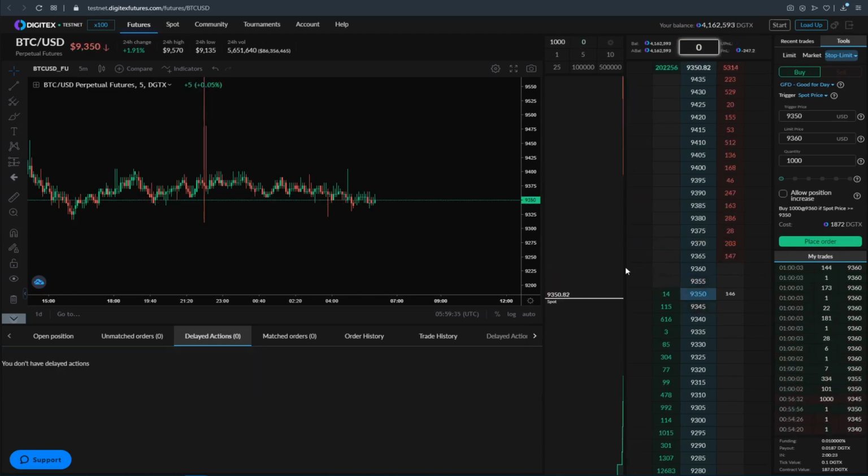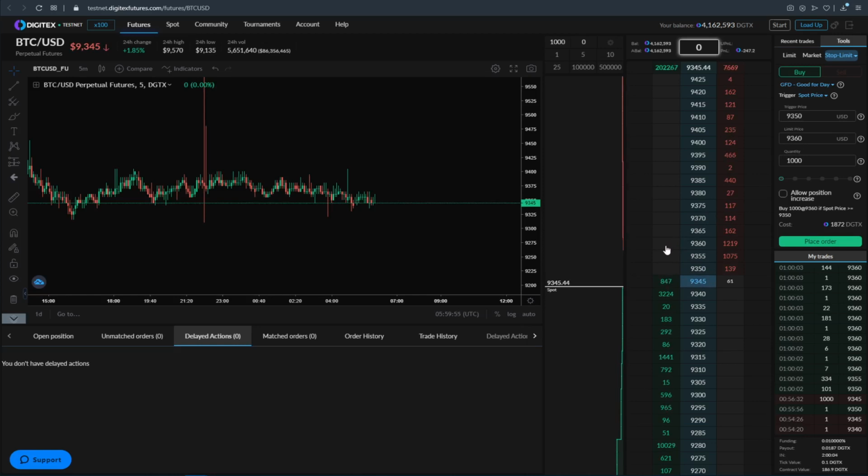Okay, there we go. If you saw that, it happened very quick. If you rewind this and slow it down a little bit, what you'll see is that as soon as this spot price broke 93.50, which was our trigger price, there were 1,000 contracts placed at 93.60, because that's what we specified here.